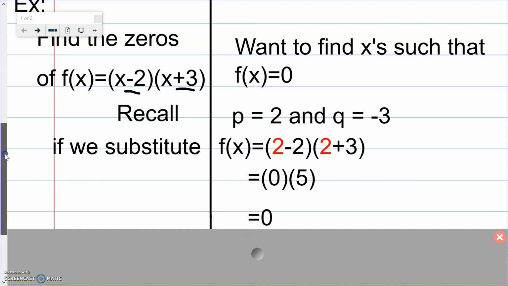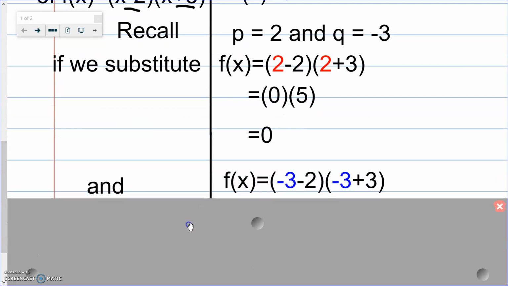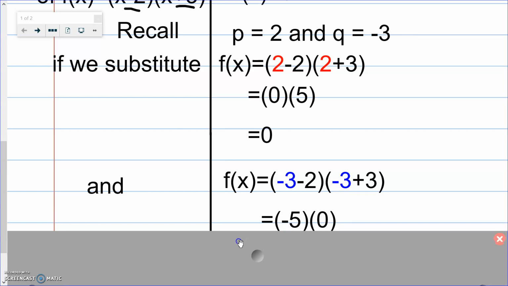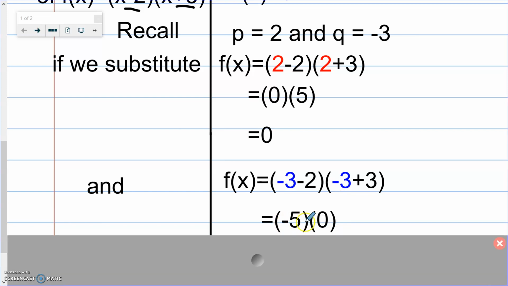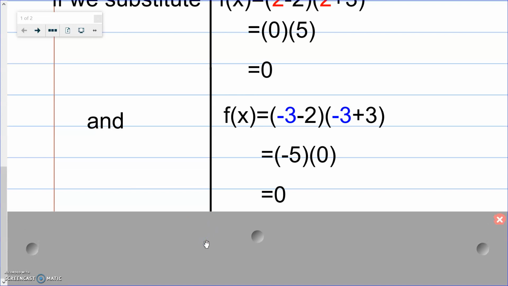Similarly, if we plug in the value of q, which is negative 3, we now get f of x equals negative 3 minus 2 times negative 3 plus 3. We now get negative 5 times 0. Anything times 0 gives us 0.